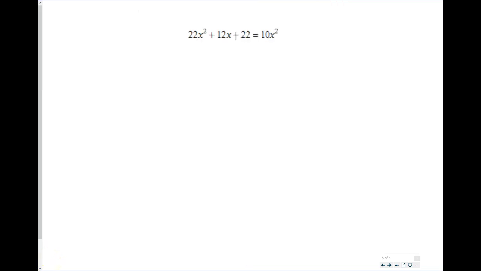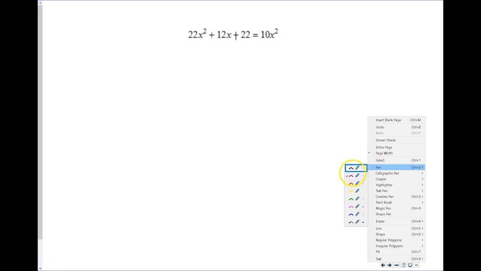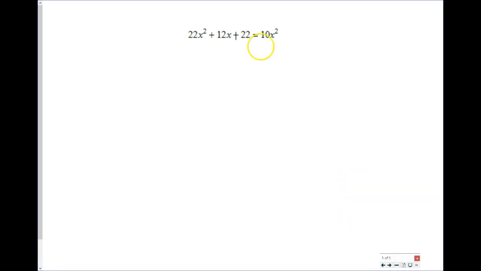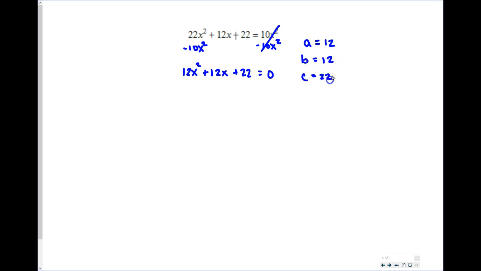Alright, last one, and this is the weirdest answer you're going to get. I'm going to go ahead and start solving this, the first step here. Minus 10x squared on both sides. You're going to get 12x squared plus 12x plus 22 equals 0. Alright, now like normal, go ahead and label your A, B, and C. A is 12, B is 12, C is 22.